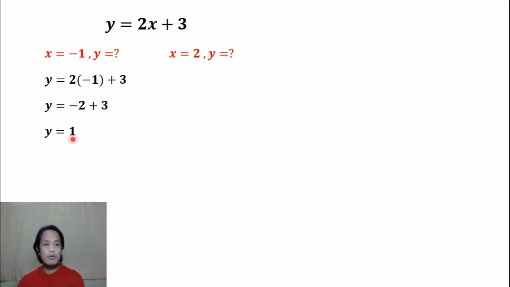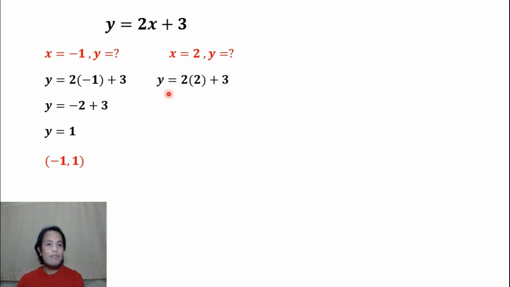Our ordered pair would be the x which is -1 and the y which is +1. So this ordered pair represents one point in the Cartesian plane. So we will be plotting this point in the Cartesian plane later after solving for the second value. And our chosen second value for x is +2. The same process, we need to substitute this 2 to the equation.